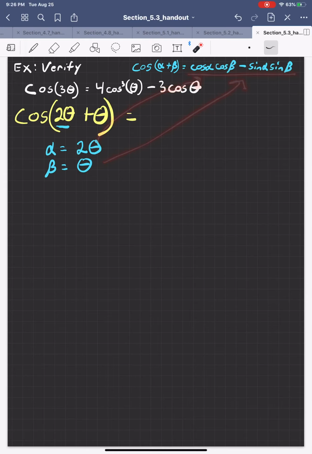So wherever there's an alpha, we're going to put 2 theta. Wherever we see a beta, we're just going to substitute a theta. Let me go ahead and do that right now. So that's going to be cosine of, I'll leave them blank for just a second, just so you can see exactly where I'm plugging them in from.